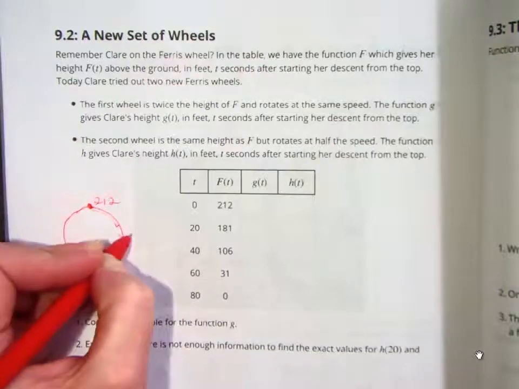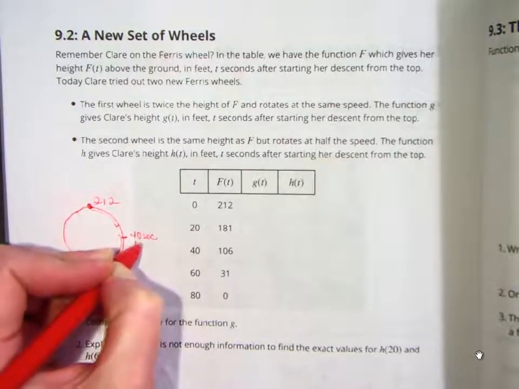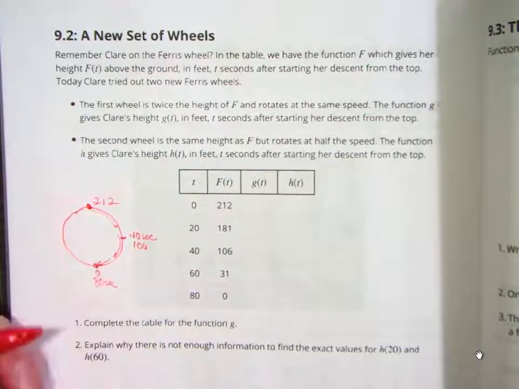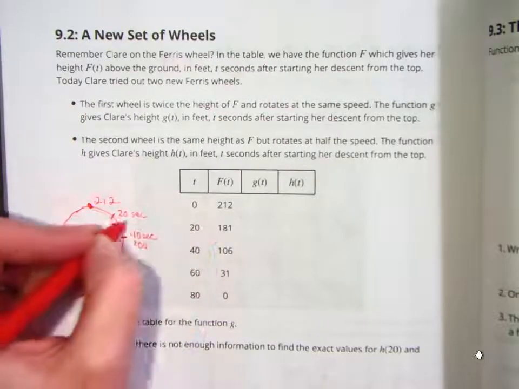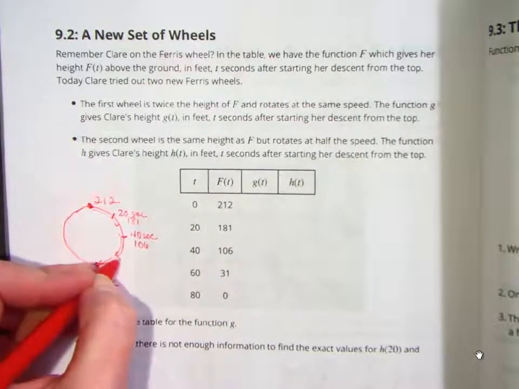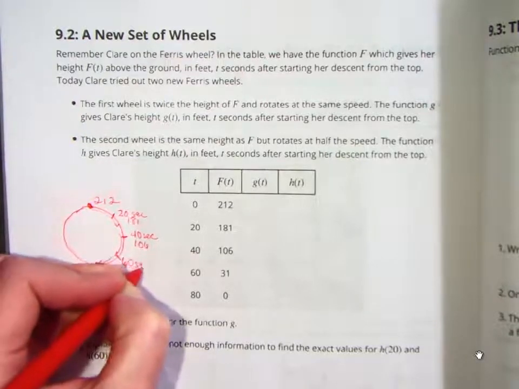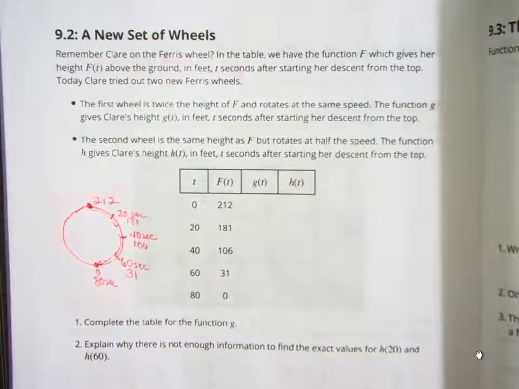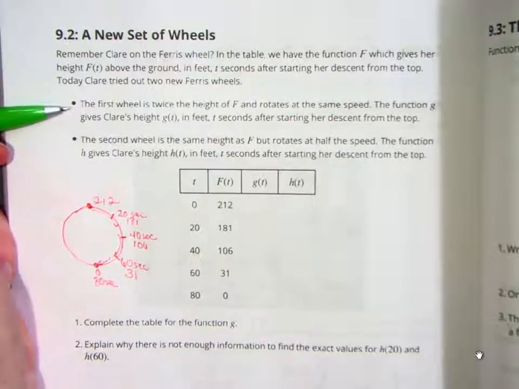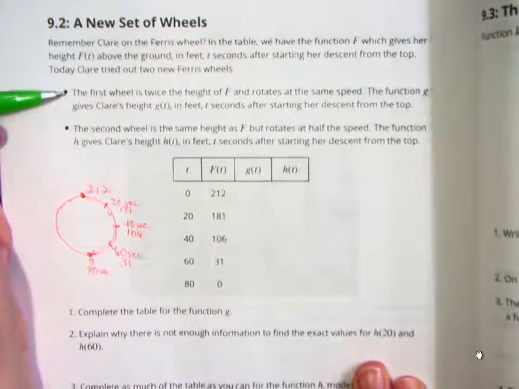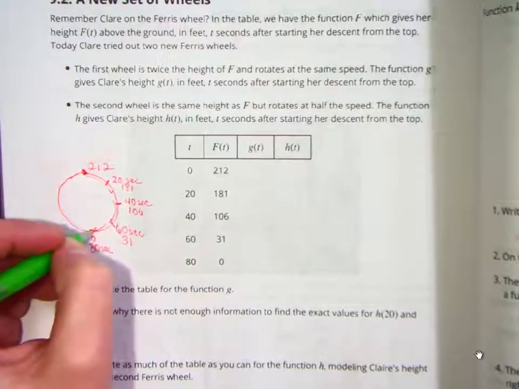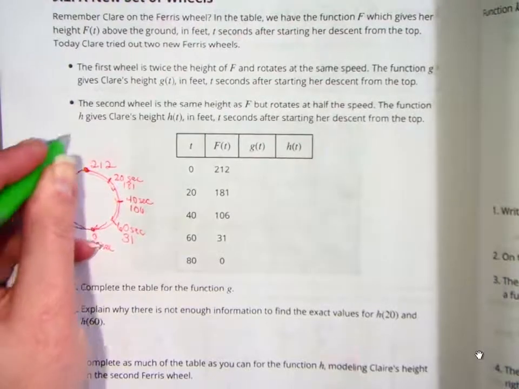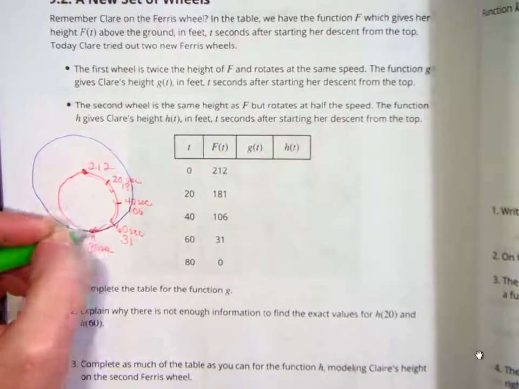And 40 seconds, she's at a height of 106. I'm just getting some values here from my table. Here at 20 seconds, she's at 181. At 60 seconds, she's at 31 feet. We have 2 different Ferris wheels we're looking at here. The first one ends up being twice the height and is rotating at the same speed. So her twice the height Ferris wheel is going to look something like this.